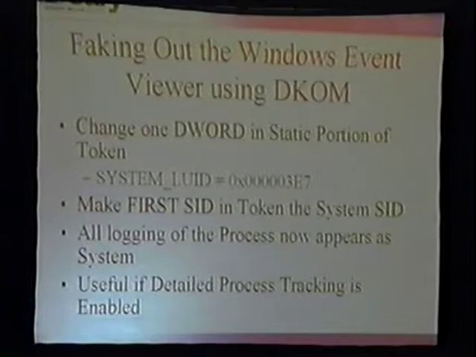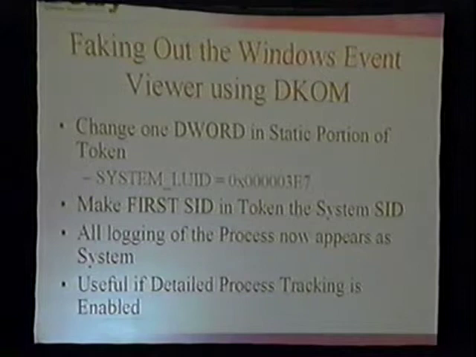Or you can, well, in addition to that, you have to make the first SID in the table of SID and attributes the system SID or some other SID in order to become that person on the box. This wasn't entirely clear to me at first when I wrote the FU rootkit. I just changed the system LUID, or changed the auth ID or session ID to the system LUID, and half of the event viewer was faked out by it and the other half wasn't. So it was sort of just a halfway solution. I had to go back and figure out exactly how the Windows event viewer determined who the owner of the process was. And it simply does that by looking at the first SID within the SID and group structure.